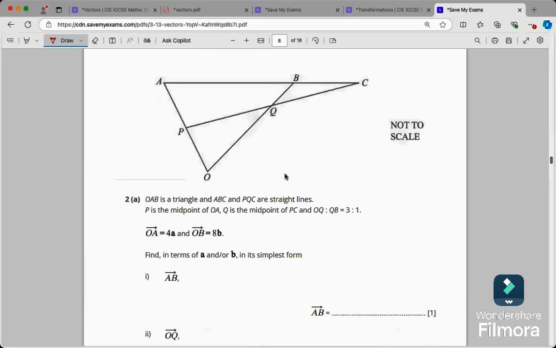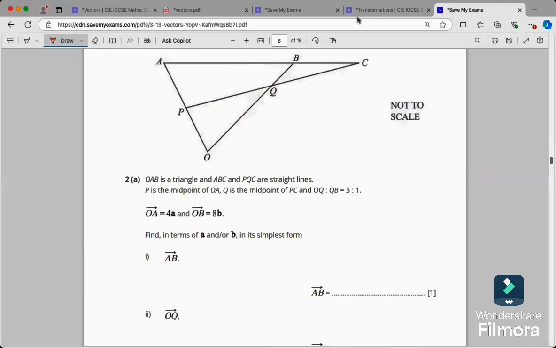Question number 2. OAB is a triangle and ABC and PQC are straight lines. P is the midpoint of OA, and Q is the midpoint of PC. So PC, its midpoint is going to be Q, and P is the midpoint of OA, and OQ to QB is 3:1.